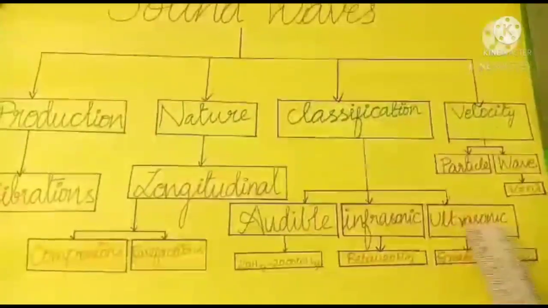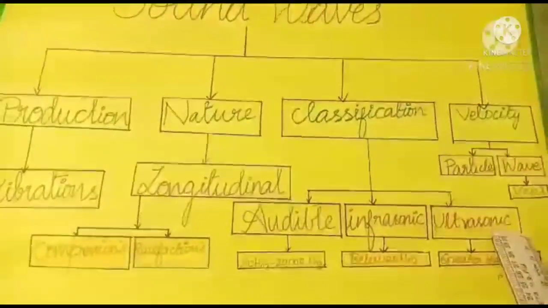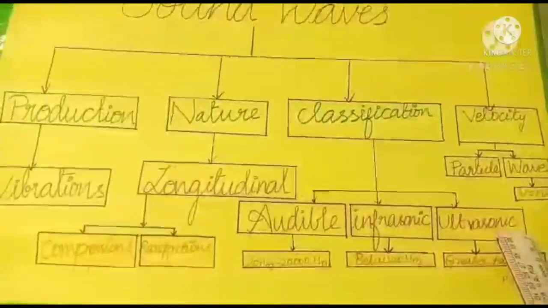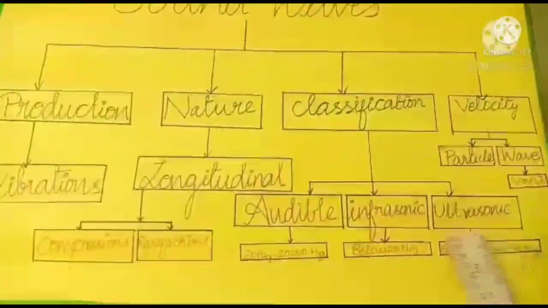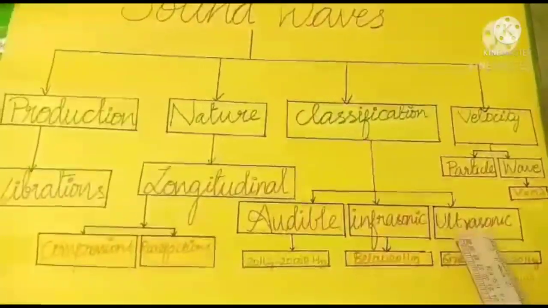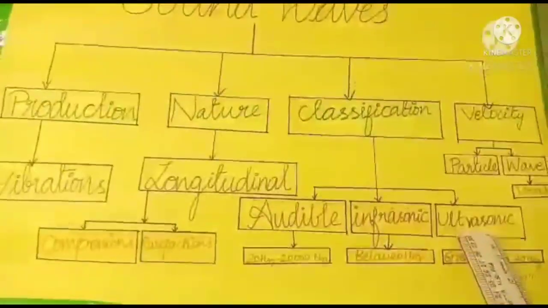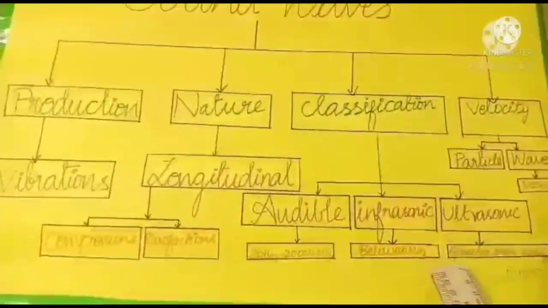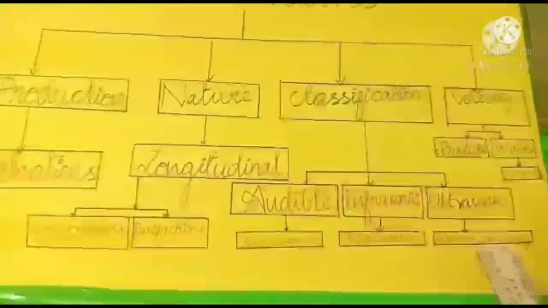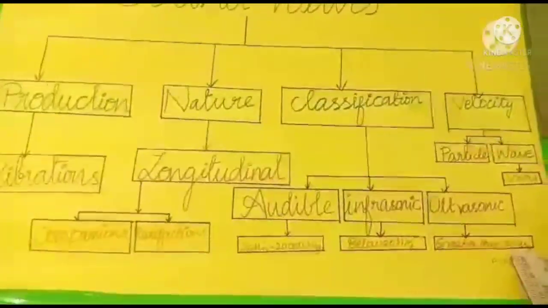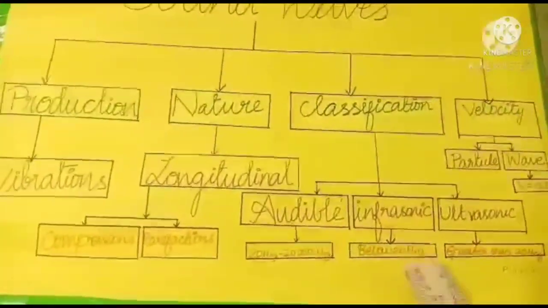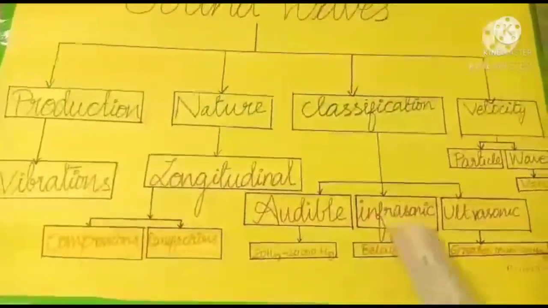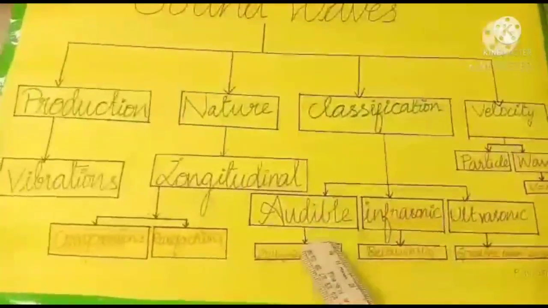Ultrasonic waves are produced by bats. Human beings cannot detect ultrasonic waves, but by use of these ultrasonic waves, sonar is used to detect underwater objects, and their frequency is greater than 20,000 Hz. Human beings cannot hear frequencies below 20 Hz. So these are the classification of sound waves based on their frequencies.